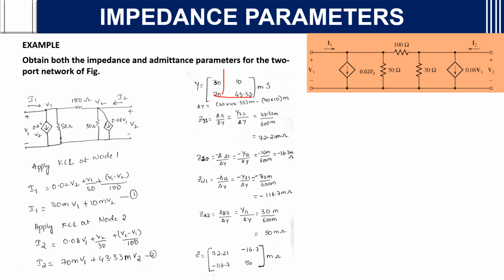In the same way, for Z21 the formula is minus delta 12 by delta y. First row, second column, you will get minus 70 milli by 600 milli, so minus 116.7 milli ohms. Z22 is delta 22 by delta y. Delta 22 is obtained by eliminating the second row, second column, and that is the Y11 value, 30 milli by 600 milli. You will get 50 milli ohms as the answer. You now have the Z parameters: 72.21, minus 16.7, minus 116.7 and 50 milli ohms.